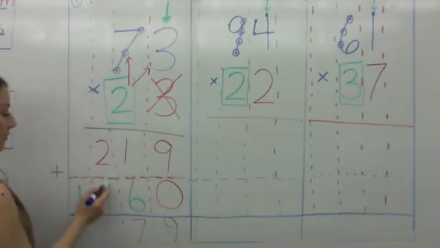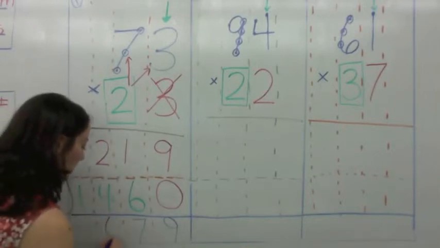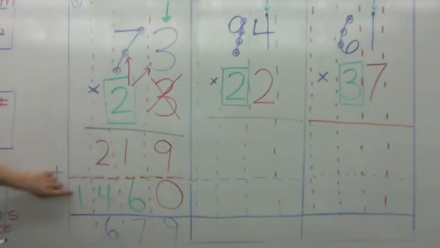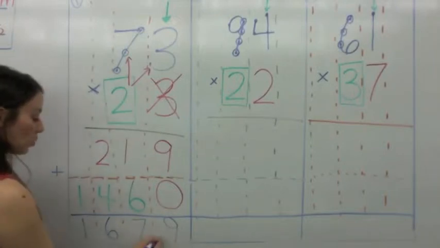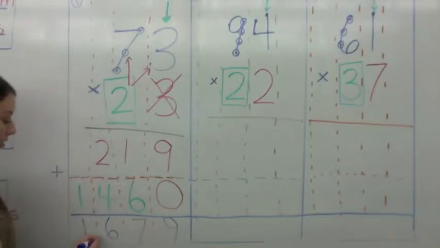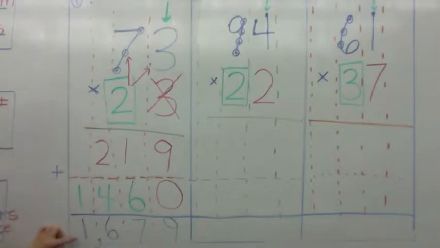4 plus 2, you say 4, 5, 6. And then 1 plus nothing. If you just have 1, you just bring it down. So we're going to go back 3 spaces, 1, 2, 3, and put a comma. So the answer is 1,679. What's the answer? 1,679.